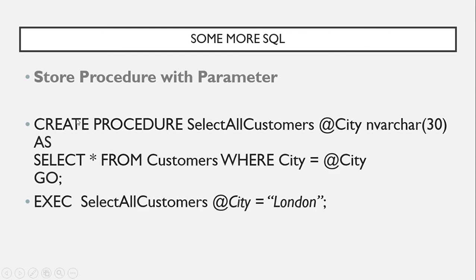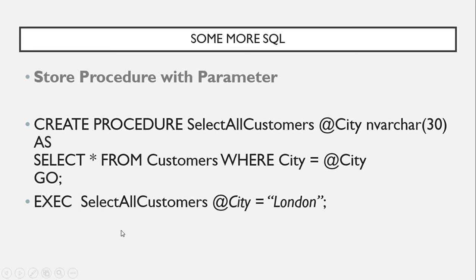Example. I want to create a stored procedure. The name is SelectAllCustomers with one parameter, and identify the data type for the parameter. Currently, the parameter @City is empty. You can think of it as a placeholder or an empty box. And inside of it, I write select star from customers where city equals @City. I don't know what the city is. However, I just want to select everything from customers, whatever the user passes in.